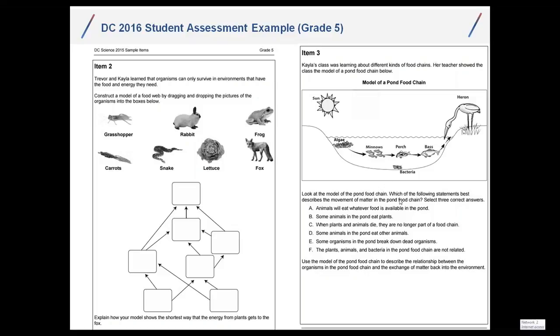So they have to analyze and evaluate it. But then they have to be able to describe the relationship between the organisms in the pond and the exchange of matter back into the environment. So they have to create their own connection. They have to create their own model, which is going to say, well, if an organism like the bass dies, the bacteria is going to act as a decomposer and actually return that matter back to the environment so it can be uptaken or reuptaken by the algae and so on and so forth.